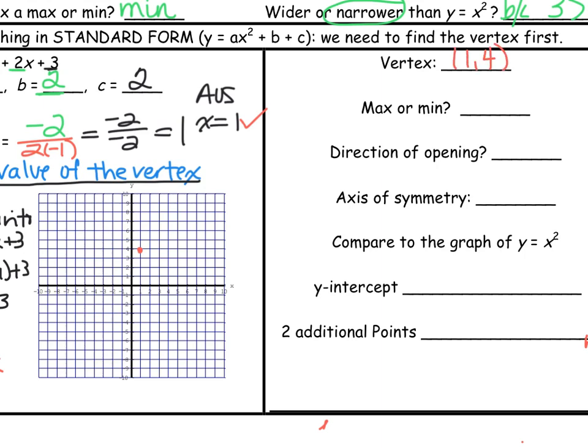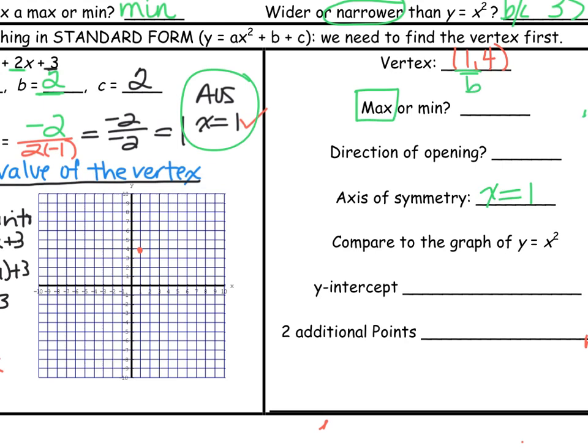Needs to be written as an ordered pair. The axis of symmetry is always the x value of the vertex. We found that over here, and that's at x equals 1.